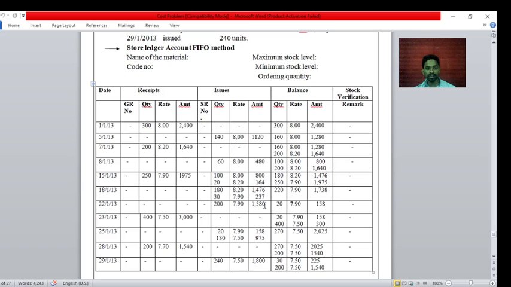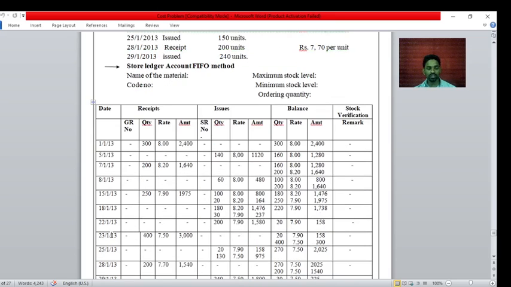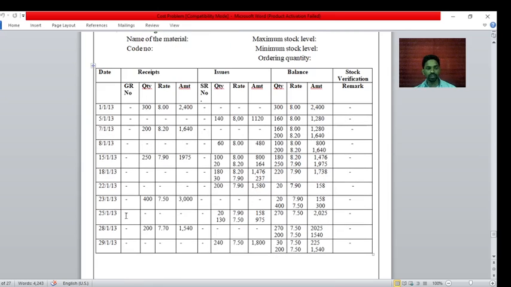Okay, so on the next date, 23rd January 2013, it is receipts. Receipts 400 units at the rate of 7.50 per unit. So on this date 400 units were purchased at the rate of 750, total will be 3000. Again, whatever remained from the earlier date we have to maintain on this date also. Here 20 is the quantity, the rate is 7.90, and the total is 158. As well as this, we also have to maintain 400 at the rate of 7.50, and the balance will be 300.